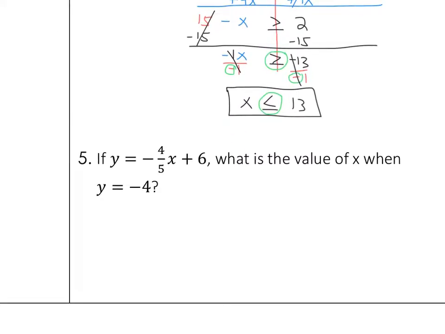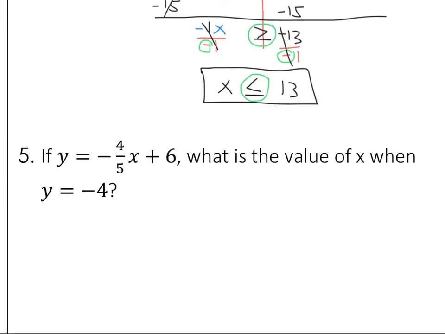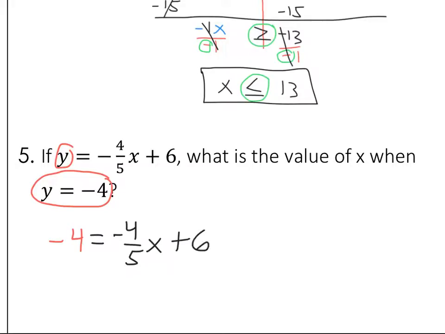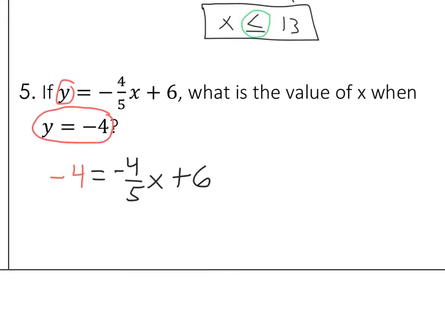This one, don't make it more complicated than it needs to be. It says, if y is equal to negative 4 over 5x plus 6, what is the value of x when y is equal to negative 4? Just make y equal negative 4 and substitute that in for the y in the equation. So we're going to rewrite this equation, but instead of writing y, we're going to write negative 4. So negative 4 is equal to negative 4 over 5x plus 6. Okay? Now you just want to solve for x.